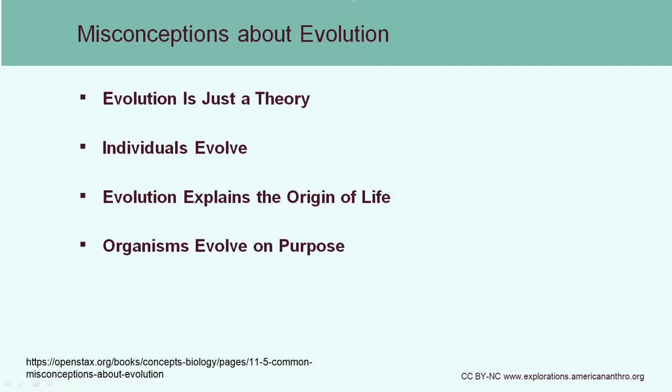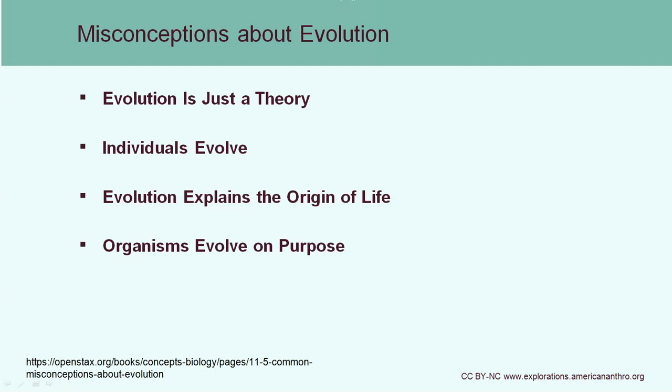Basically, the only way evolution can happen is when one individual passes their genes on to the next generation, and then that individual passes their genes on to the next generation, and so forth. So it has to take many, many generations. It's not just going to be one person or one animal or one plant that evolves.